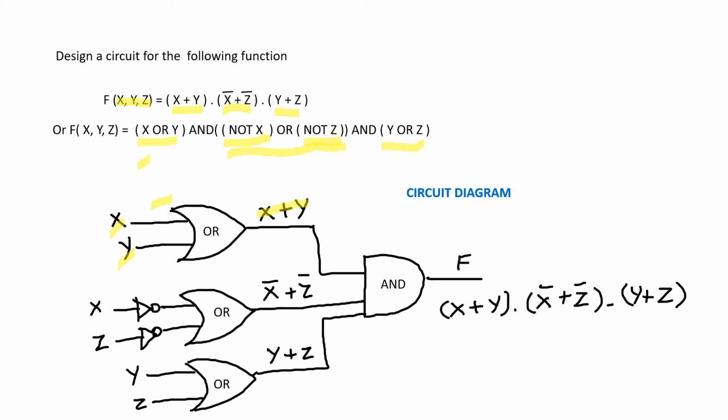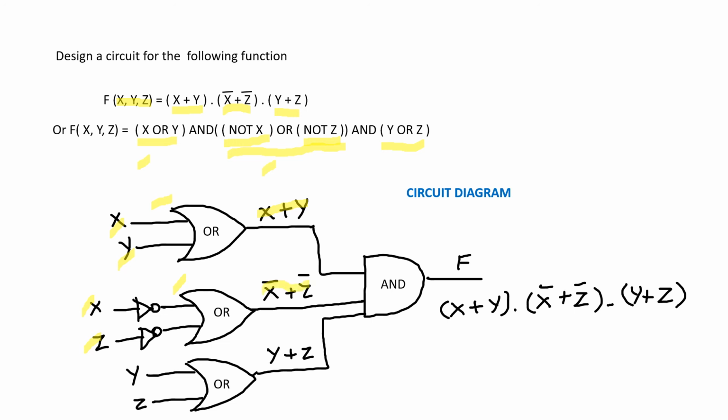And let us take the next part of the expression, which is within the brackets, not of x ORed with not of z, and so we will first perform the not operation on x and the not operation on z, and the result of that is passed as input to an OR gate as specified here, and the output is this.